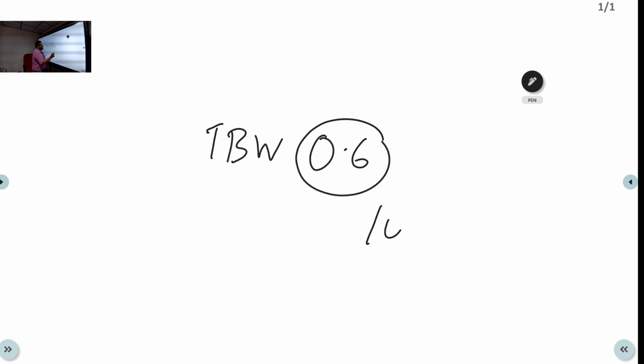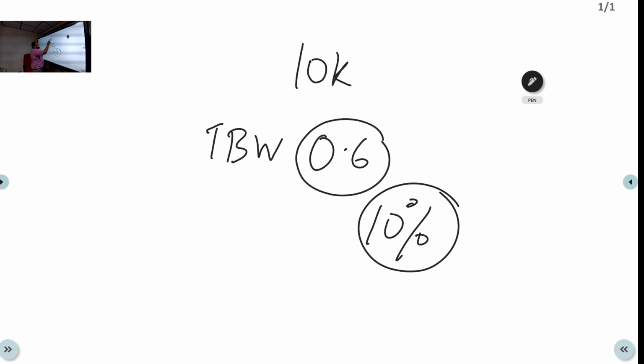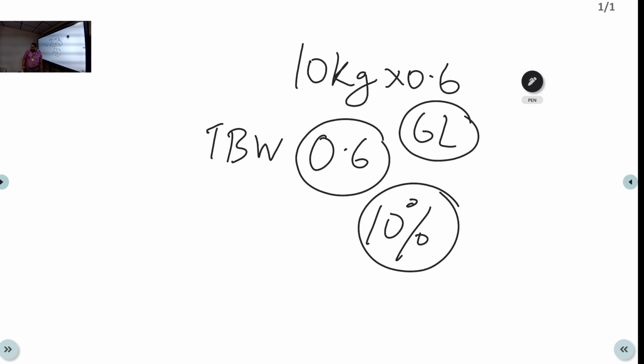See, 10% of fluid loss. You calculate for a 10 kg child. For a 10 kg child, it will be 10 kg into 0.6, so approximately 6 liters of water is there. And from this 6 liters, I am telling 10% has gone. So how much ml would have gone? 10% of 6 liters is 600 ml of fluid that would have been lost from the body.